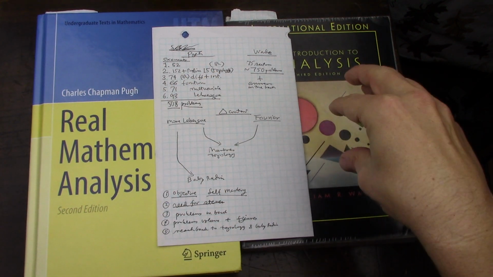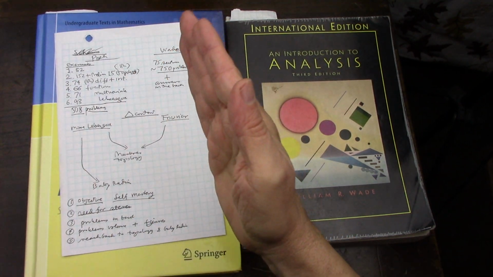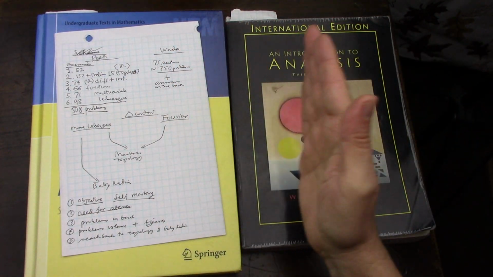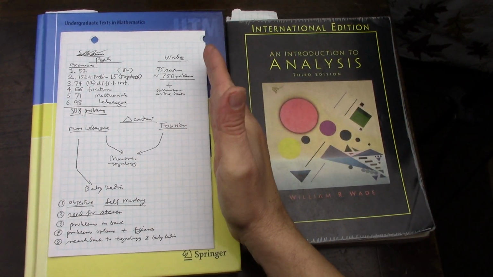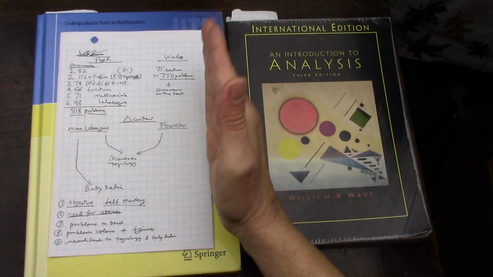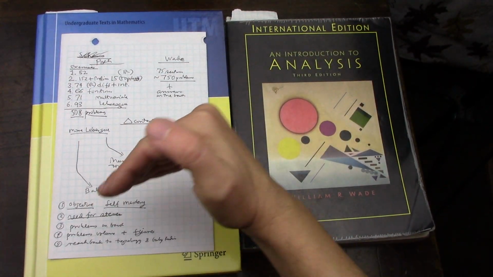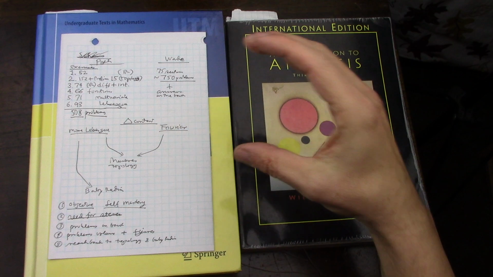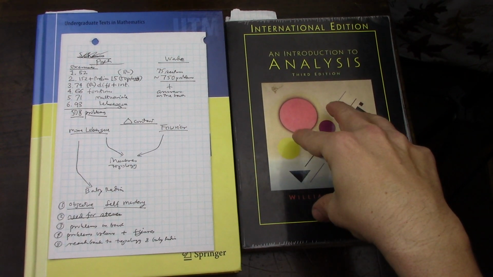But then the thing that I really like about Wade that Pugh just does not have is the military drill that Wade does. I think it's very useful. Wade is very much sequential, and all the theorems build on each other, and you're always going back to the previous theorem, and everything is built very much like a Lego block set, and that I really love about Wade.